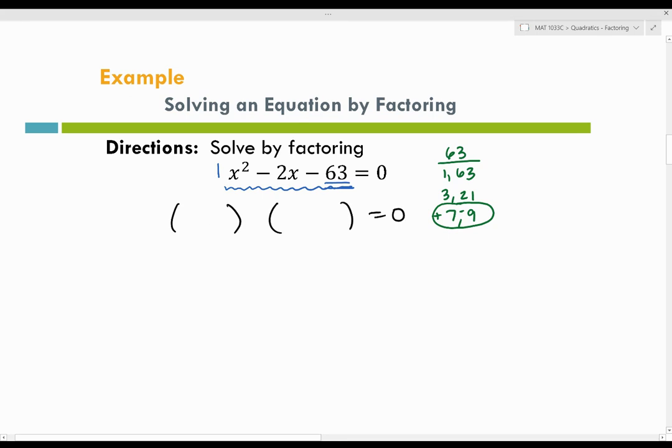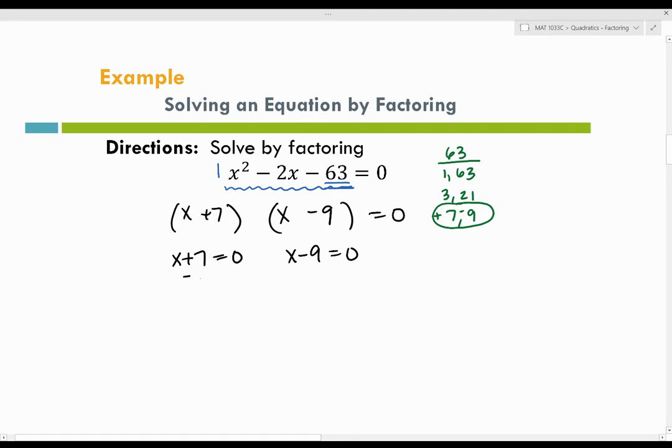Your variable is going to go in the front. For this problem, it's still x. And I'm going to put positive 7 in one parentheses and negative 9 in the other. Now that it's completely factored, the third step is to set each one of our factors equal to 0. So I have x plus 7 equals 0, x minus 9 equals 0. And step 4 is to solve.